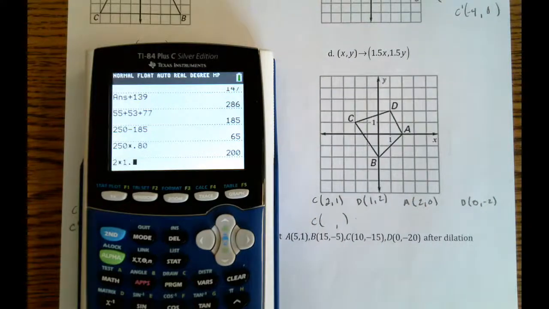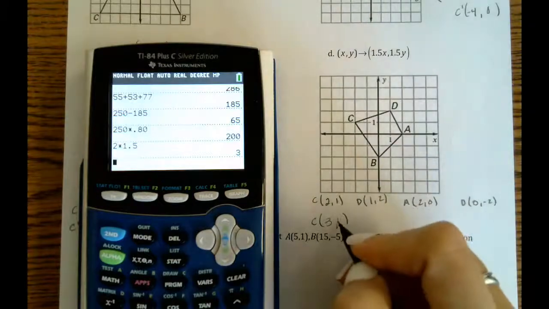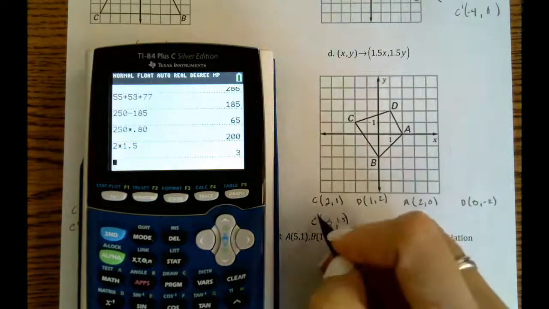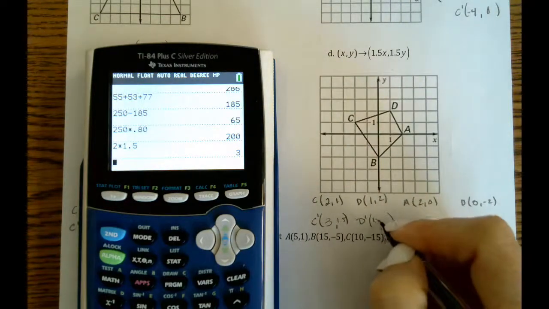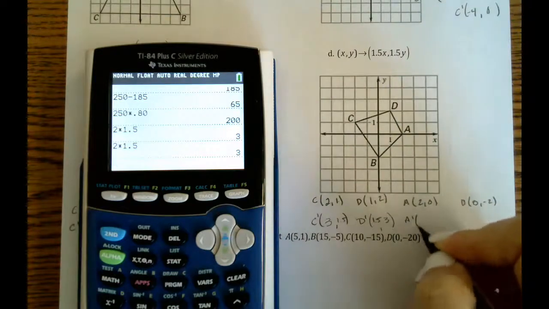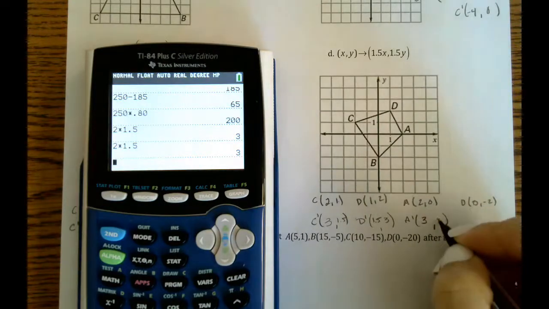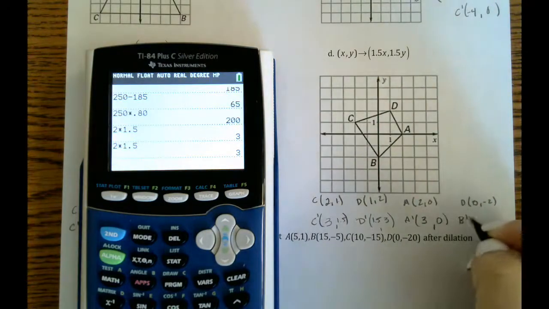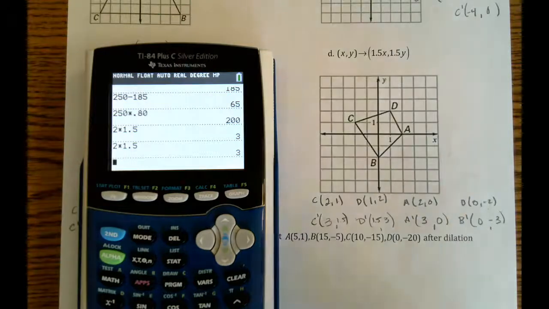So if I do 2 times 1.5, I get 3, right? 1 times 1.5 is just 1.5. So 1 times 1.5 is 1.5. 2 times 1.5 is 3. So we've already done that one. 2 times 1.5 is 3. 0 times 1.5 is still 0. And then negative 2 times 1.5 is going to be negative 3. So you can go ahead and plot those.